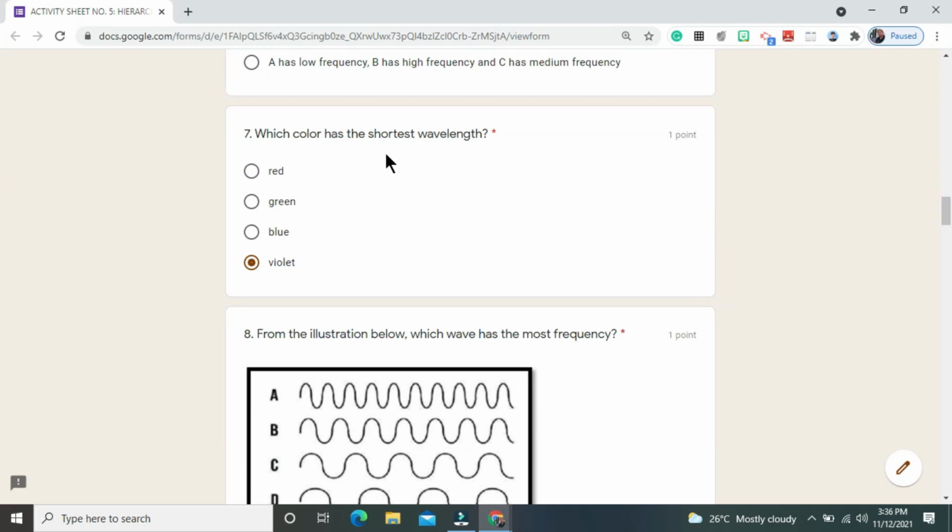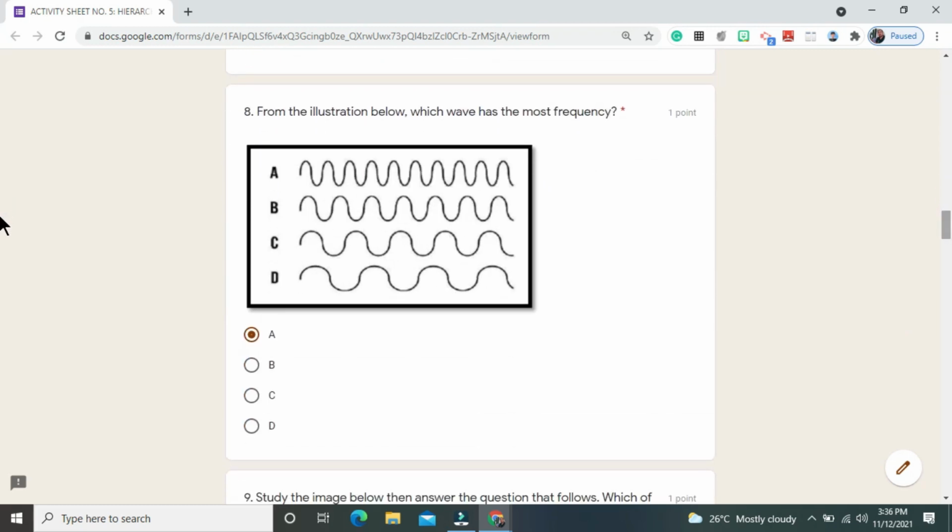Question number 7. Which color has the shortest wavelength? The correct answer is violet. Question number 8. From the illustration below, which wave has the most frequency? The correct answer is letter A.